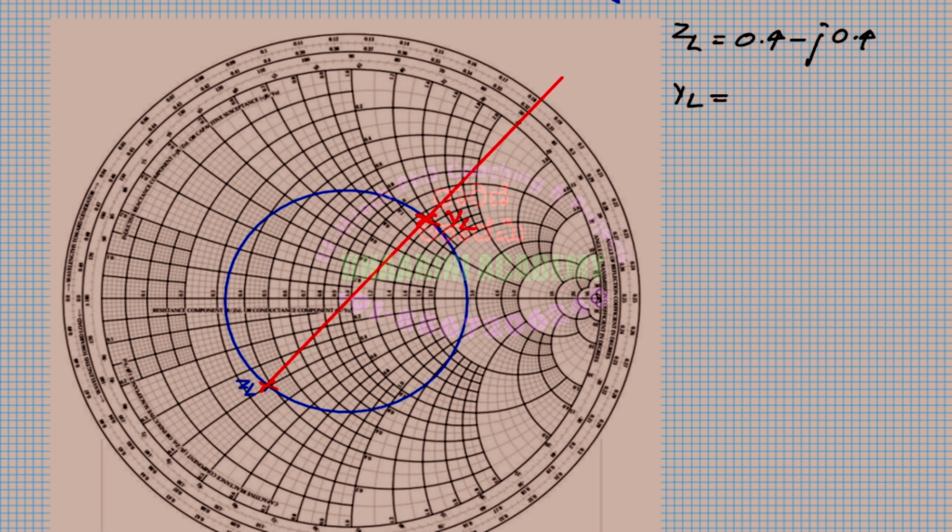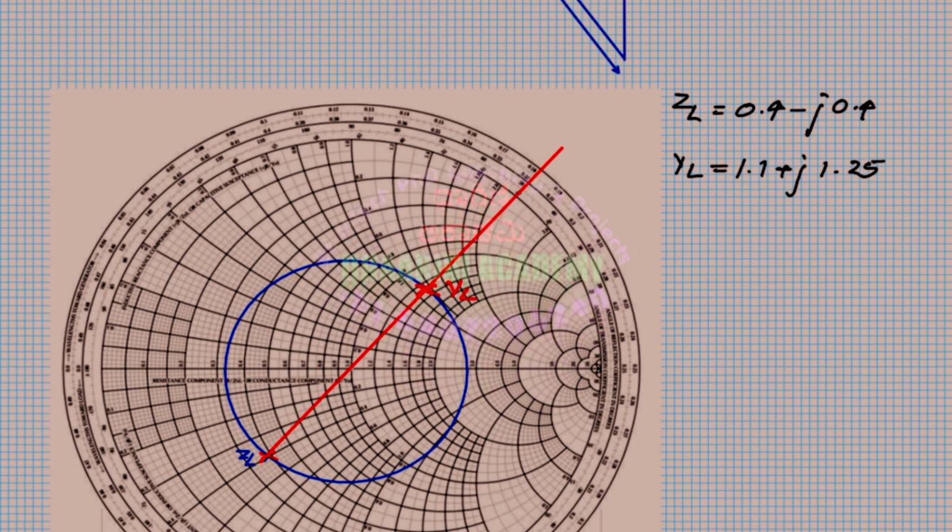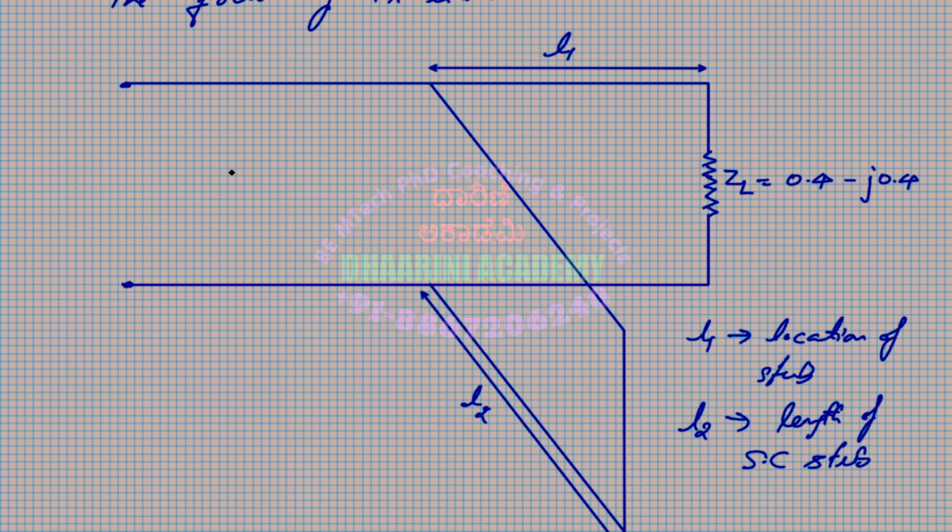So the value we get here is YL equal to 1.1 plus j1.2. Is it 1.25? Okay, fine. Now, this is the logic, the same thing we used in the derivation. Let me assume that there is a Z naught value. This is a real value.